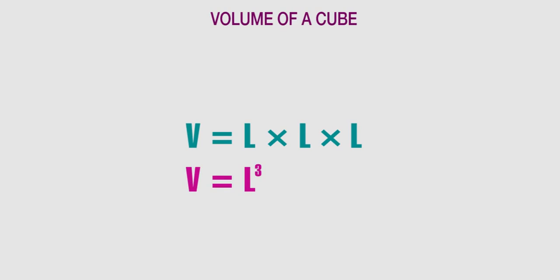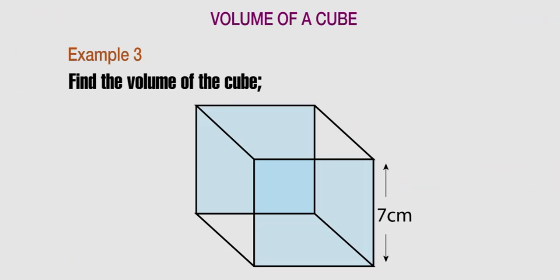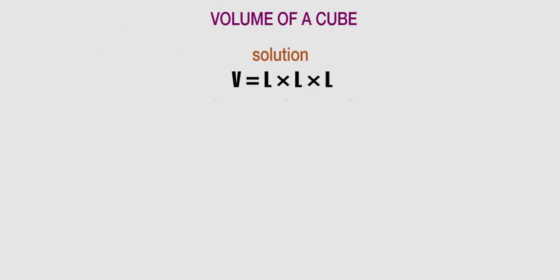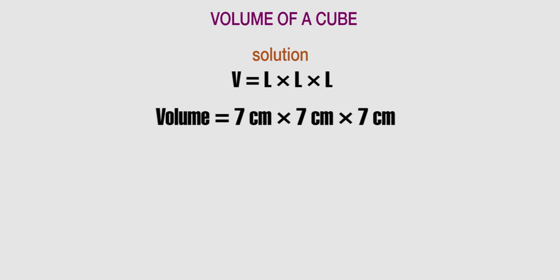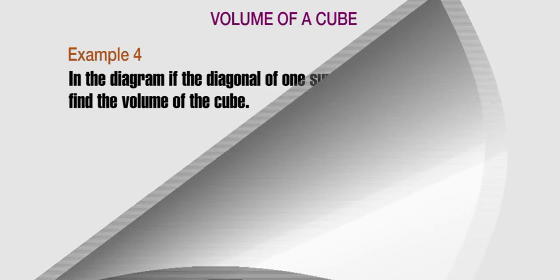Let's look at an example. Find the volume of the cube with side 7 centimeters. Let's now look at the solution. The length of the cube is 7 centimeters. And we know the volume of the cube is the length times the length times the length. So if you substitute our 7 centimeters, then you get the volume equals 7 centimeters multiplied by 7 centimeters multiplied by 7 centimeters. And that will give us the volume equals 343 centimeters cubed.